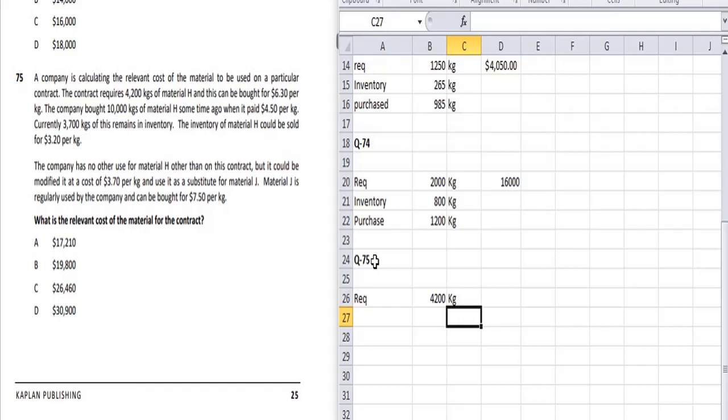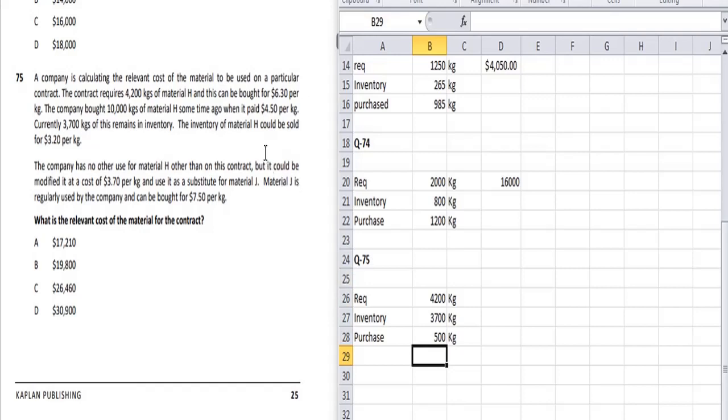Okay, and this can be bought for 6.30 per kg. The company bought 10,000 kg of material some time a year ago when it paid 4.50 per kg. Currently 3700 kg of this remain in the inventory. So we do have some material in the inventory as well, which is 3700. And how much do we have to purchase? We need to purchase 500 kg.